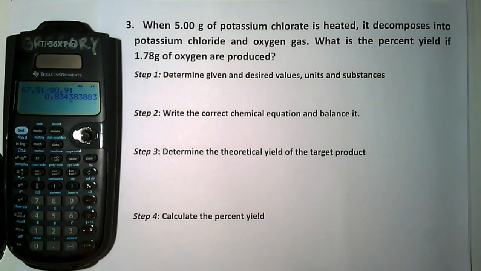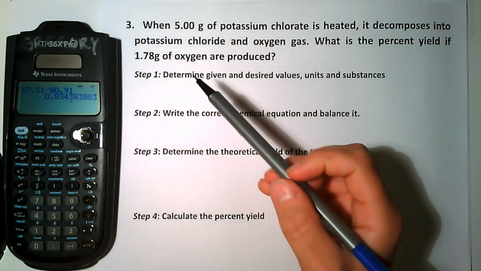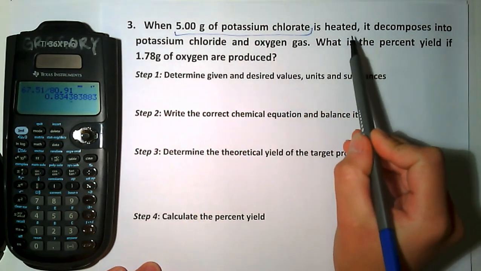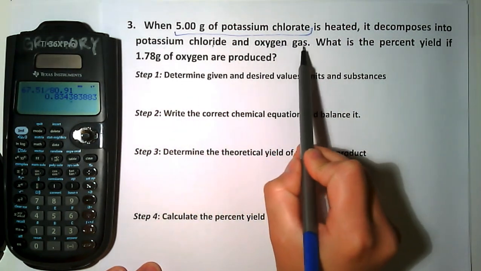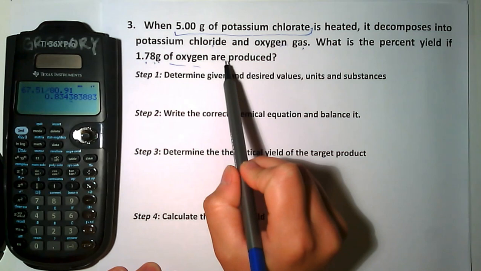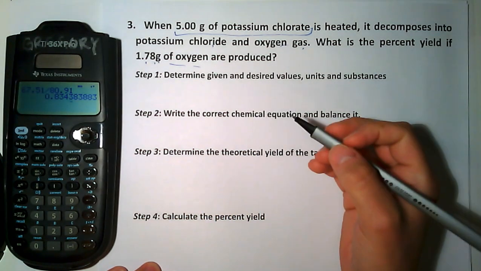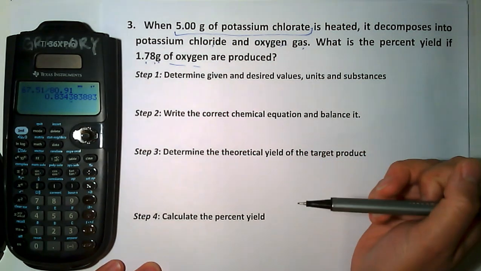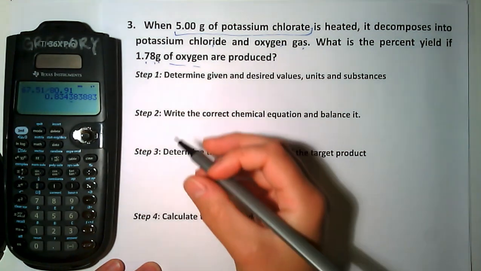So the first problem we looked at gave us both the actual yield and the theoretical yield. But not all problems will give you the theoretical yield. Sometimes you need to calculate it using stoichiometry. So let's look at this problem. It says when 5 grams of potassium chlorate is heated, it decomposes into potassium chloride and oxygen gas. What is the percent yield if 1.78 grams of oxygen are produced? So we first need to look at the problem and figure out what we are given, what we desire to have, and we need to write down our units and our substances that we're given.